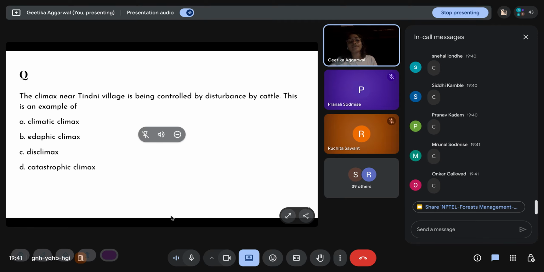Yeah. Very nice. So this will be an example of disclimax because it's being controlled by disturbance by cattle in that area. So that's why this is not edaphic, it's not climatic, it's not dependent on soil conditions or climate conditions or like a wildfire or a flood. It's being controlled by some cattle of the area. So that's why it's a disclimax.